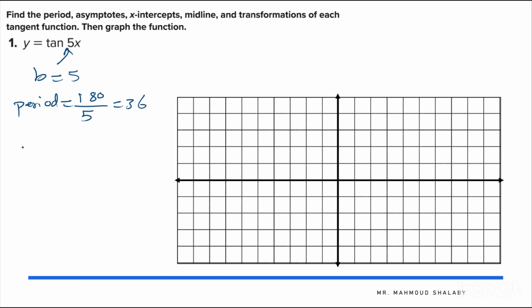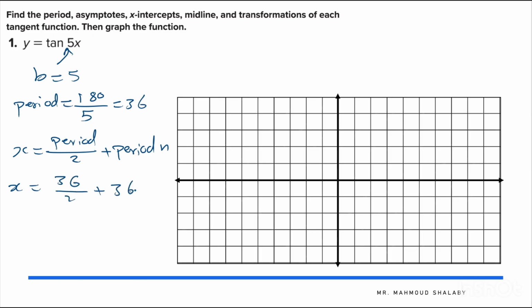To find the first asymptote, or the equation of the asymptote, let's apply the rule we have done here. So the asymptotes will be coming from x equals period over 2 plus period multiplied by n, which means it will be 36 over 2 plus 36n. 36 divided by 2 means 18, and it will be 18 plus 36n.